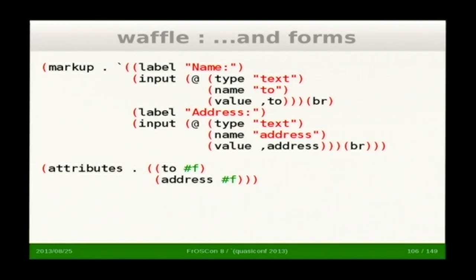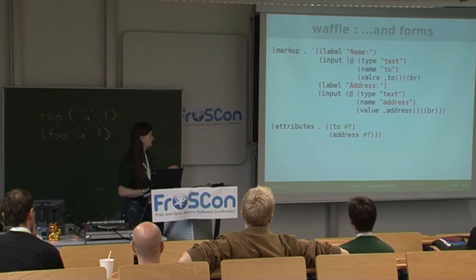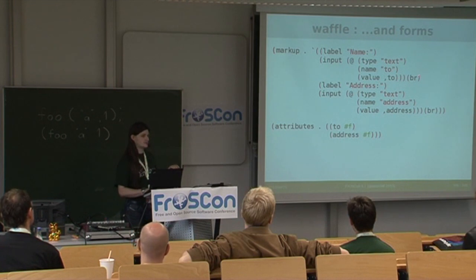Then the widget itself has the label, which prints the text, and then it has the actual input box. And for the input box, the name is called to, and the name of this one is called address. So the widget itself just defines the names; it's kind of like scope. These names are what the widget calls them.